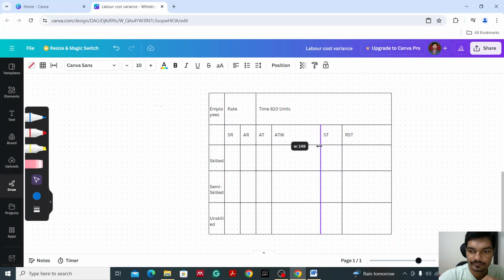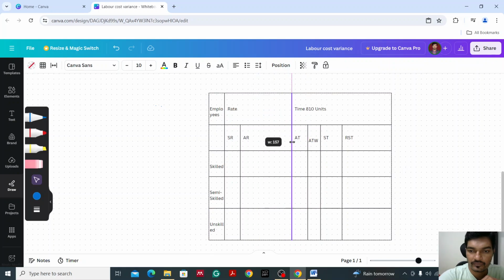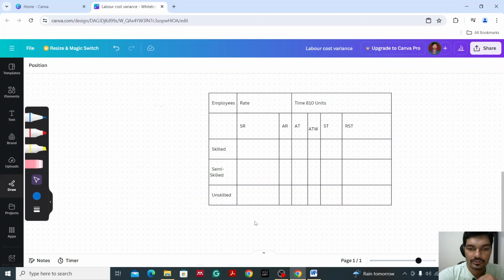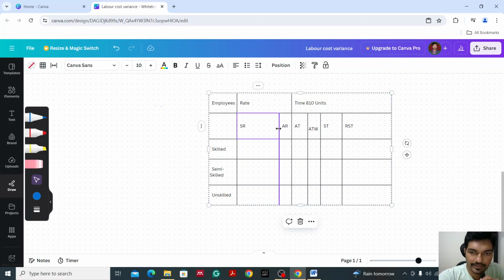So in this table, there are three categories of employees given. This is the sum we are arranging in a structured way: skilled labor, semi-skilled labor, unskilled labor. In the first column, we have taken rate, so standard rate and actual rate given in the sum. According to the sum, we need to design this in the proper sequence.